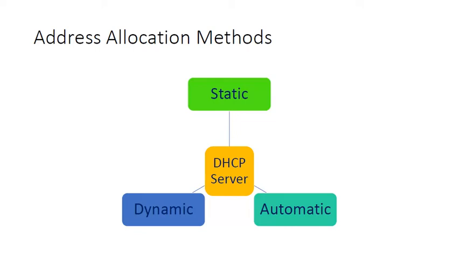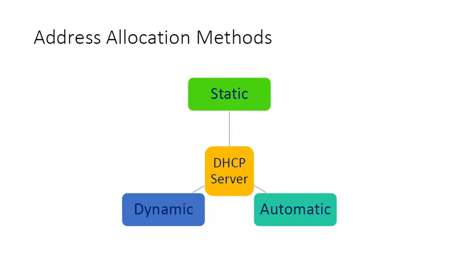When we go towards the dynamic allocation method, the administrator does it in a different way. The administrator configures the range of IP addresses on the DHCP server. When the range is given, the DHCP server automatically assigns the IP configurations to each client based on the range the administrator has provided.